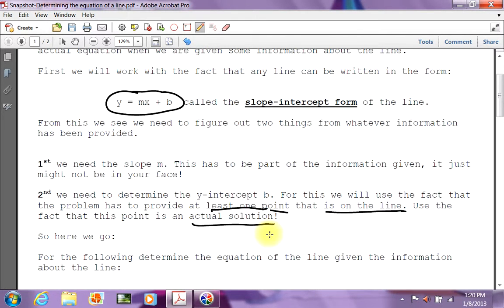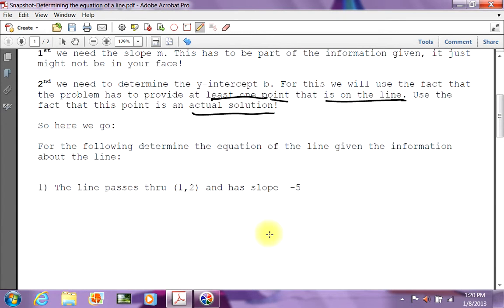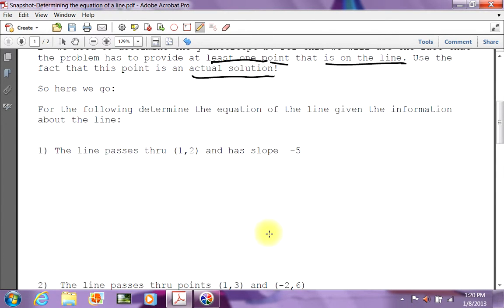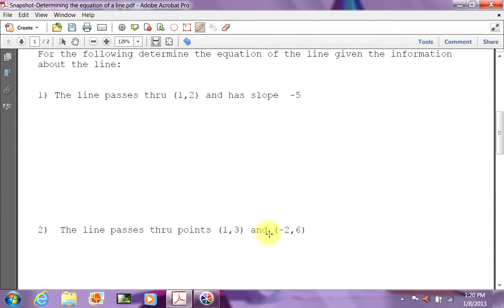So here we go. In the following, I want you to determine the equation of the line based upon the information provided. Here's the first problem. A line passes through the point (1, 2), and you're given the slope of that line is -5. So right off, I need to know what the slope is. I'm given the slope. It's -5. So right off, I know m is equal to -5.